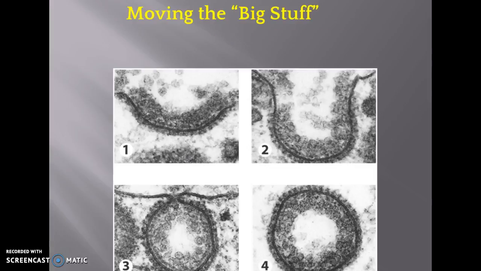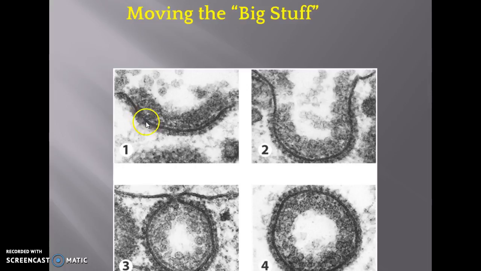Some other ways we can see active transport is if we want to move a large amount of materials. That is going to require energy, and the pictures we're looking at here is an example of endocytosis. So we have the inside of our cell here, the outside of our cell here, and this is our cell membrane. And we want to bring this material into the cell.